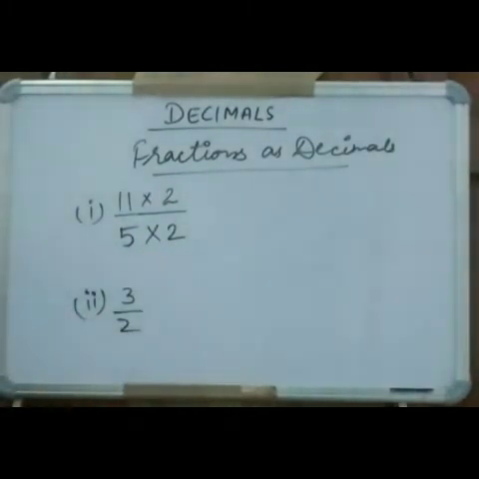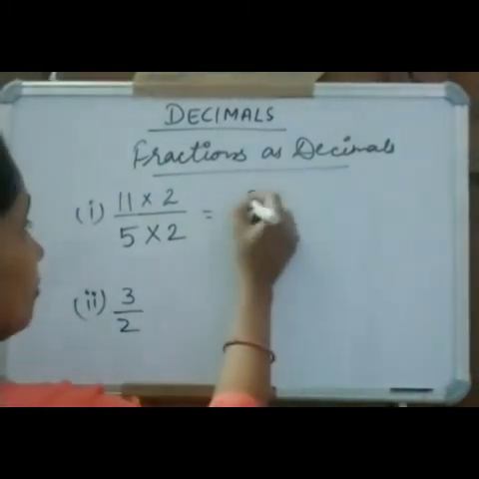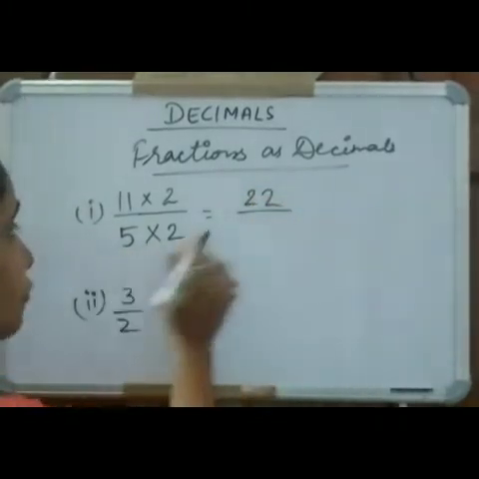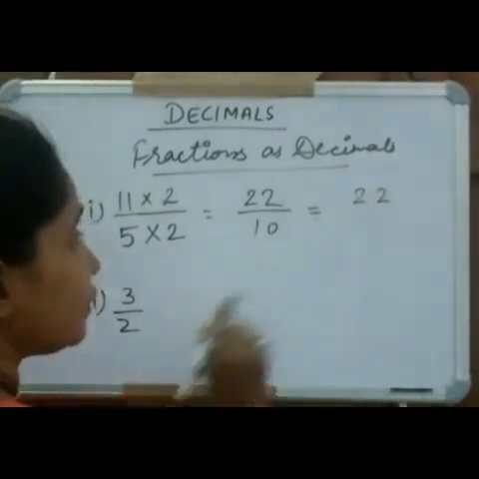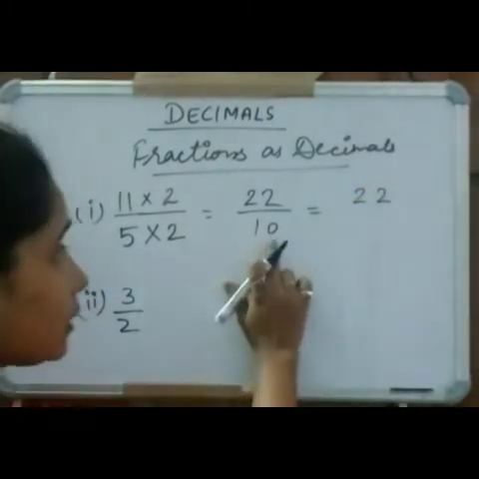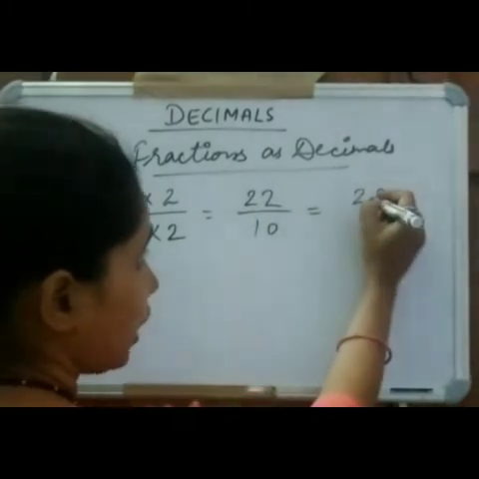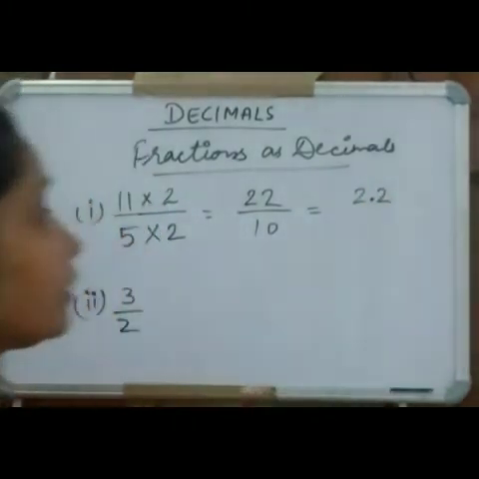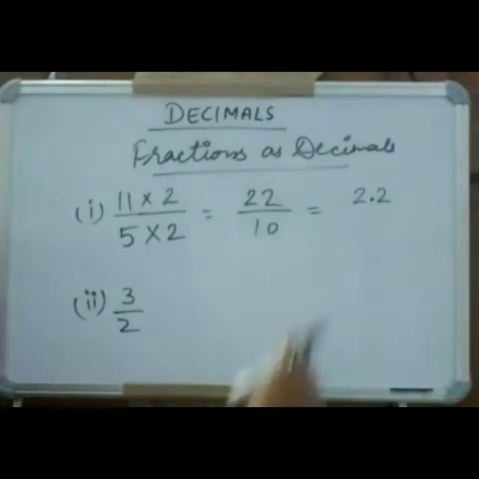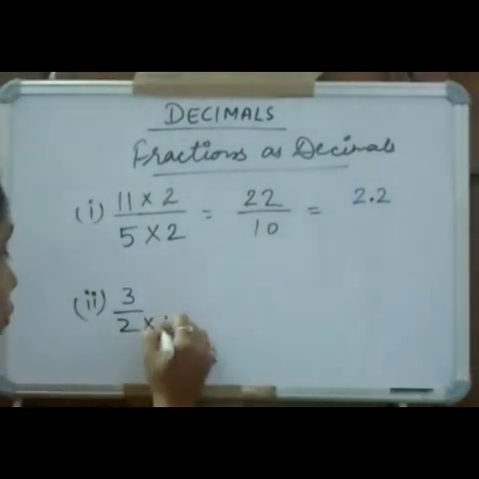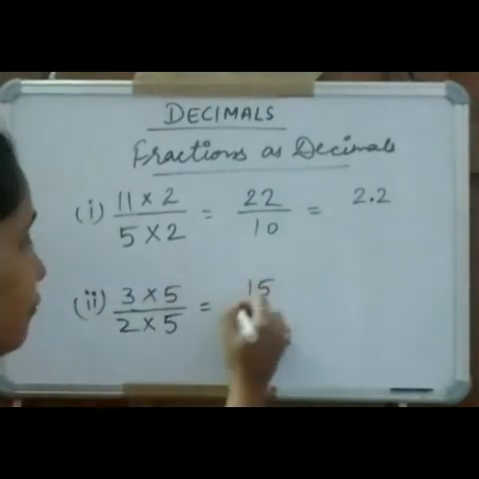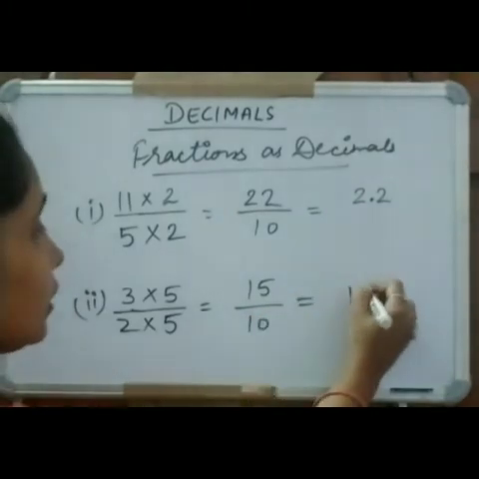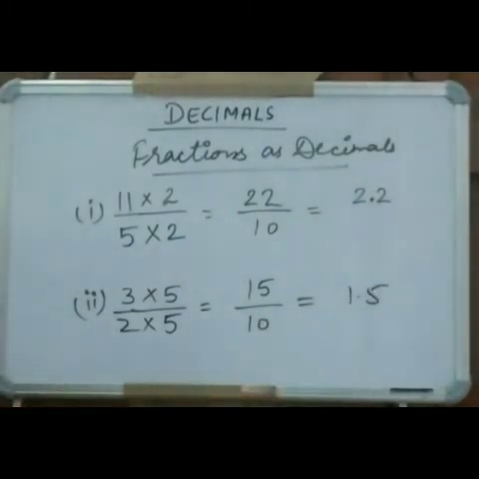We have done this in equivalent fractions. So here it will come 22, and 5 twos are 10. So here we have 22 upon 10. Now in 10 there is one 0. From the right we will count one number and put the decimal there. So it is 2.2. Same we will do with this one also. Here we will multiply the denominator with 5. So 3 5s are 15 and 2 5s are 10. Again it will come 1.5.